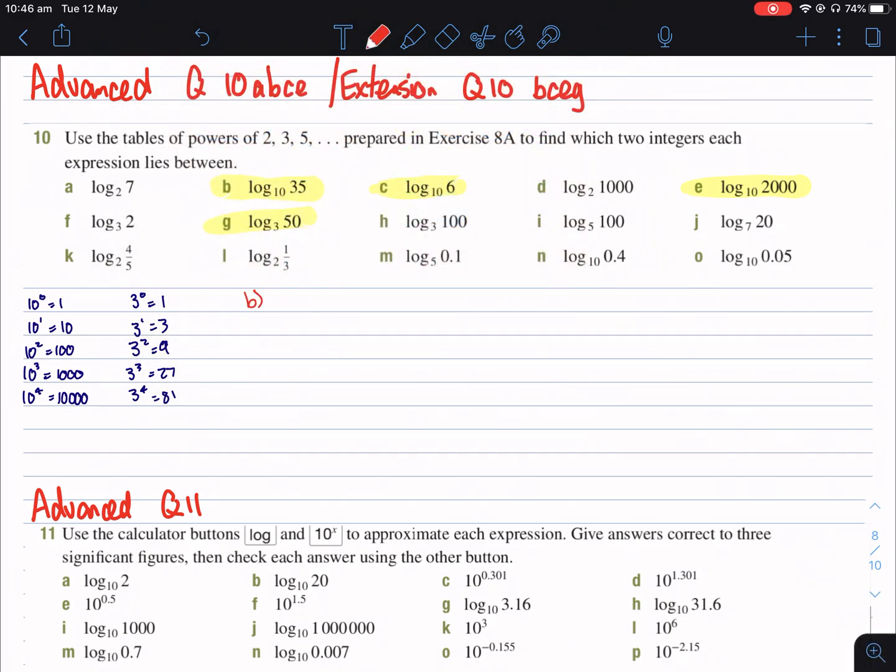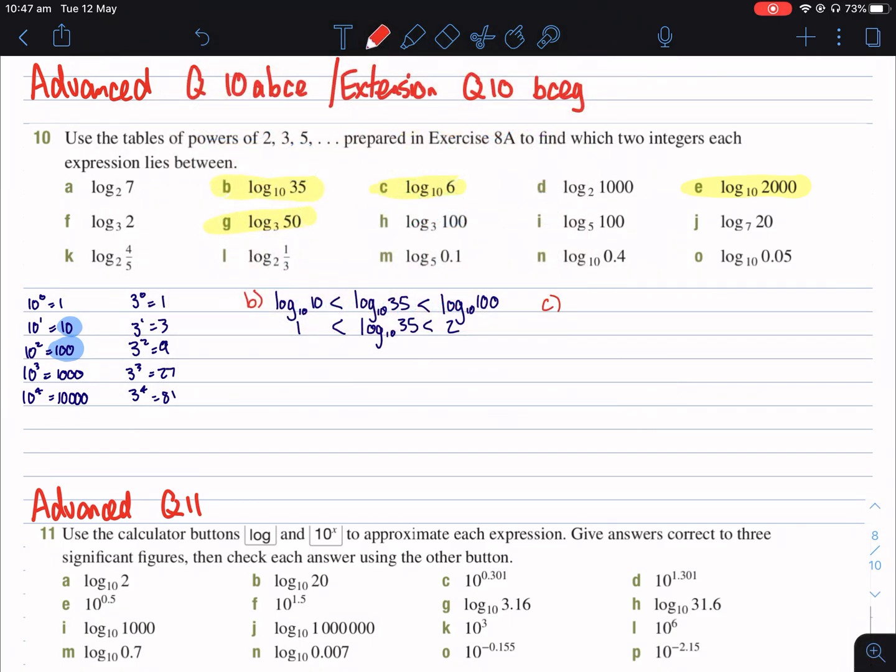So for this first one, log base 10 of 35. Well, let's have a look. 35 is between 10 and 100. So we're more than log base 10 of 10, and we're less than log base 10 of 100. Log base 10 of 10, well, that was 1. 10 to the 1 is 10. And it's less than 2. So 10 to the something equals 35. Well, that something is going to be between 1 and 2.